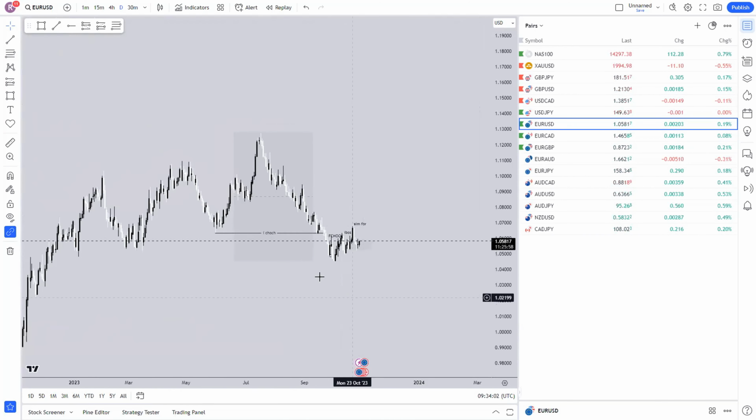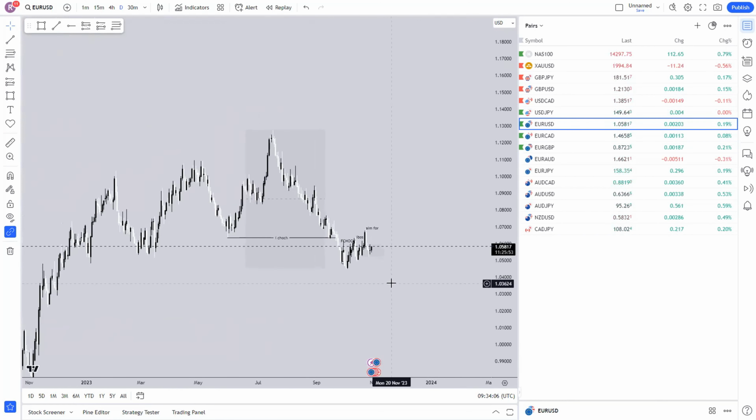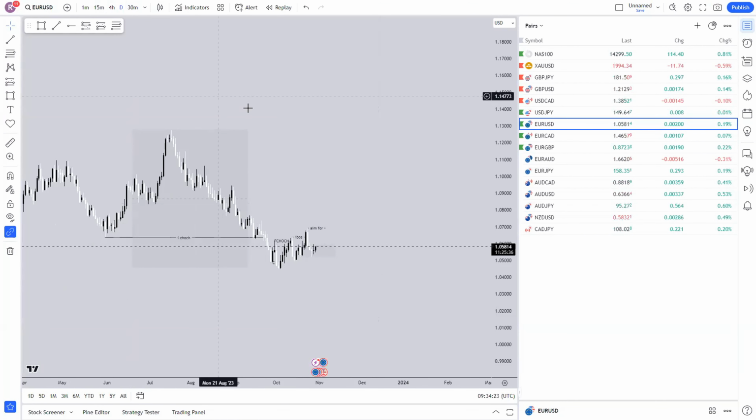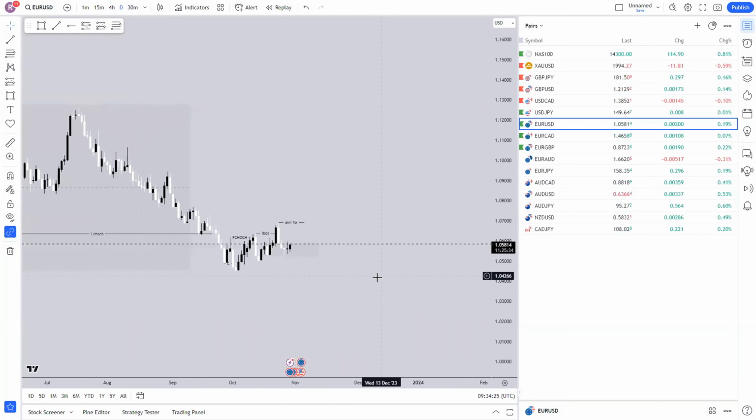So as soon as we had that internal change of character to the downside, and we now know that the internal structure may want to flip bearish now, we want to look for buying opportunities into the discounted areas of this leg, and then obviously once we get into this discounted area, we could look for sells. But this trade currently in was obviously a buy.